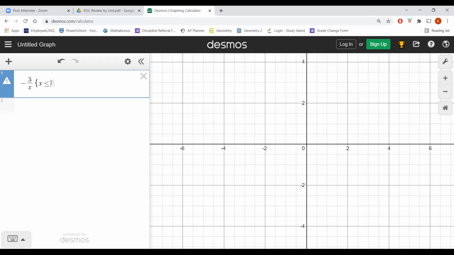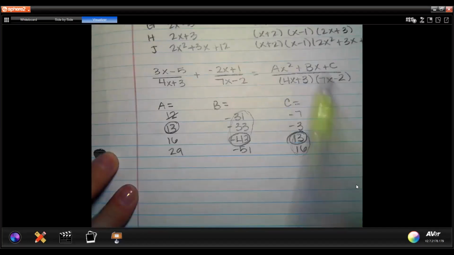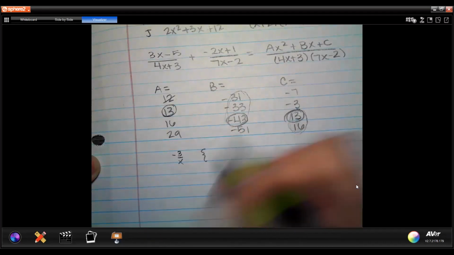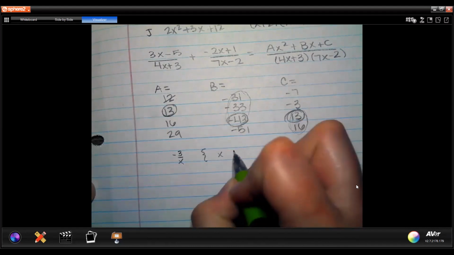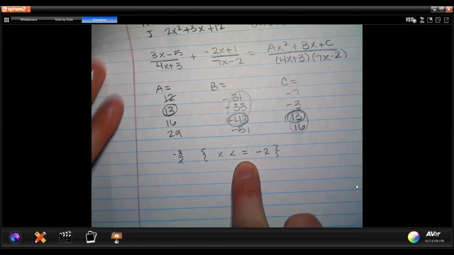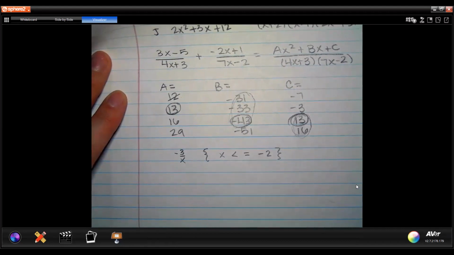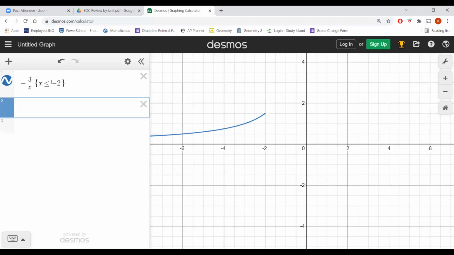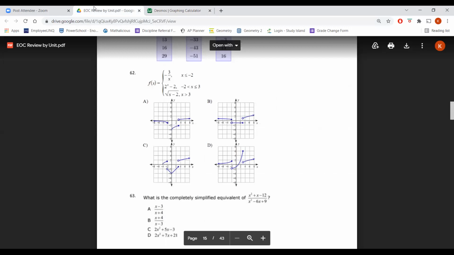So let me show you exactly what it is that I'm typing here. I'm switching my screen. I'm typing -3 divided by x. Then I'm typing x is less than or equal to -2. This is what I'm typing, and Desmos is fixing it so that it looks proper. X is less than or equal to -2. All right, so I'll go ahead and finish typing this in Desmos. Let's do the next one.